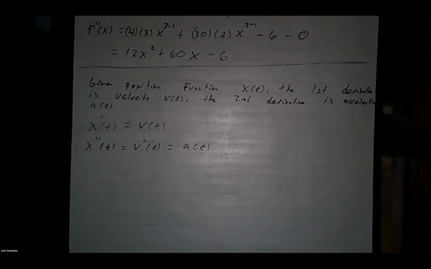So if they ask you about acceleration and give you velocity, then you have to take one derivative and plug in a number. If they ask for velocity and give you position, then you just take one as well. But if you have position and they ask about acceleration, you'll have to take two derivatives. You see how two of them gets me to acceleration.